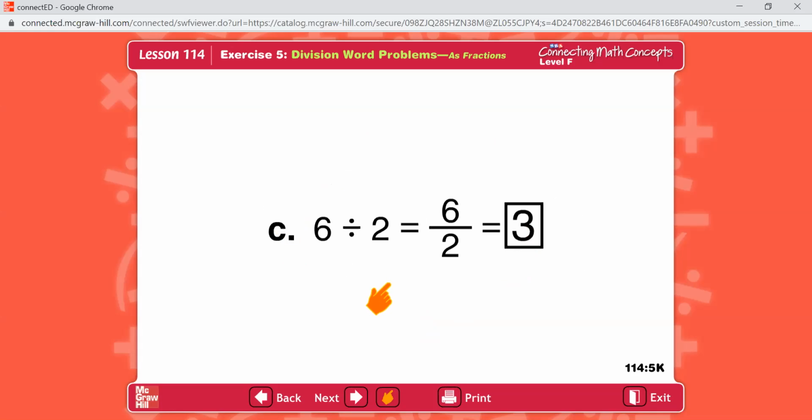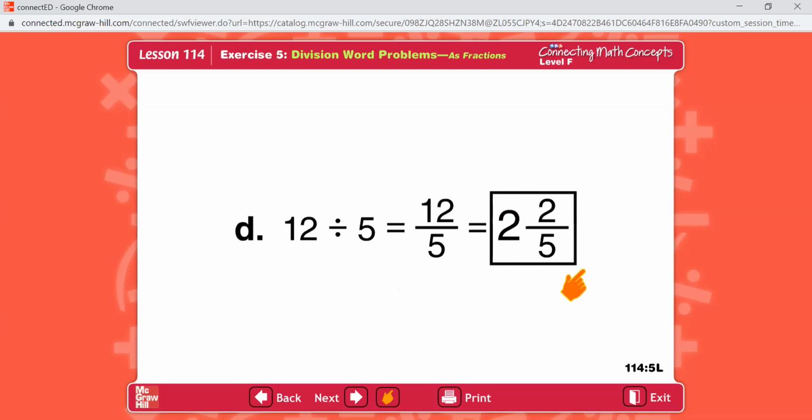Problem D, you divide 12 into 5 equal parts. 12 divided by 5 is a mixed number. Pause the video now to work the problem. When it says you divide 12 into 5 equal parts, that means 12 divided by 5. The fraction would be 12/5. 12/5 is also a mixed number. Pause the video now to figure out what mixed number it equals. The answer to problem D, 2 2/5.